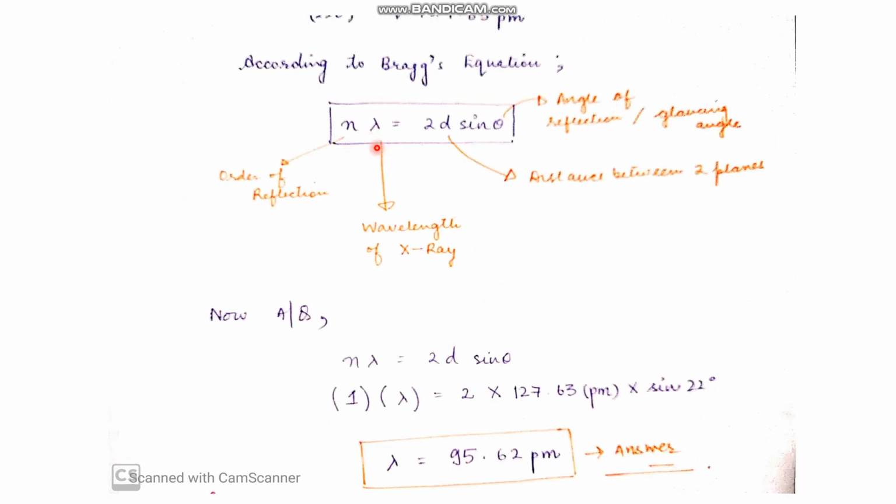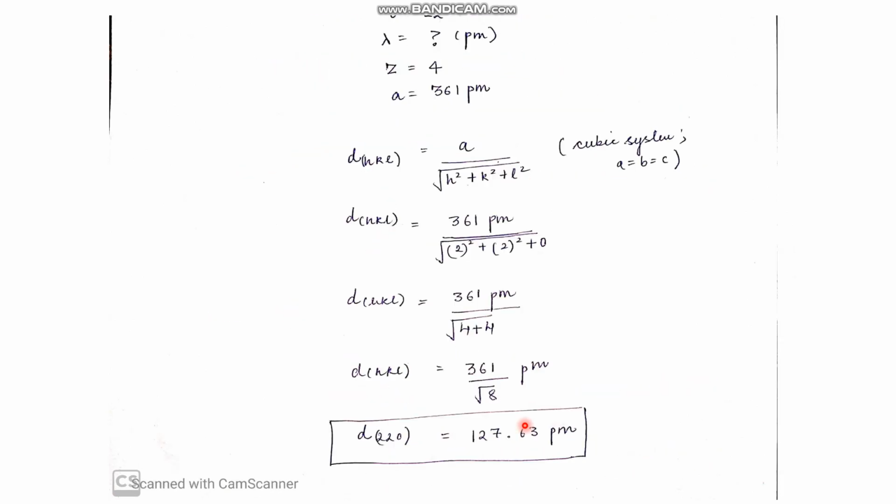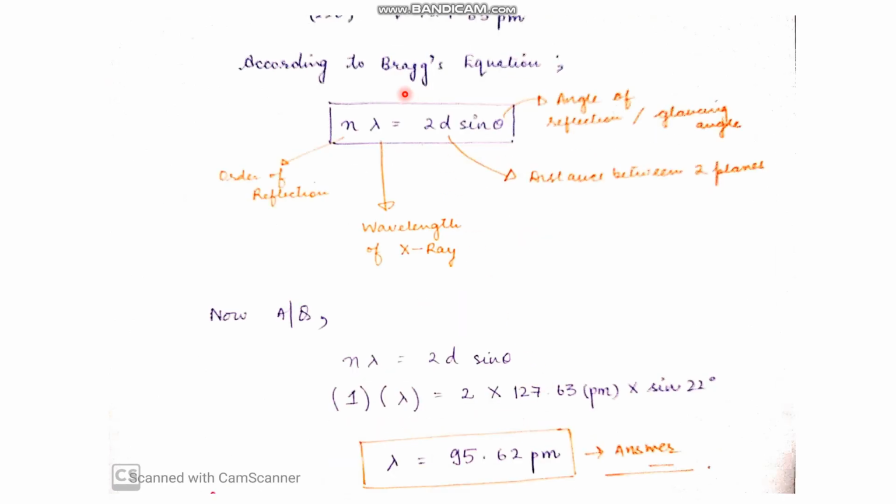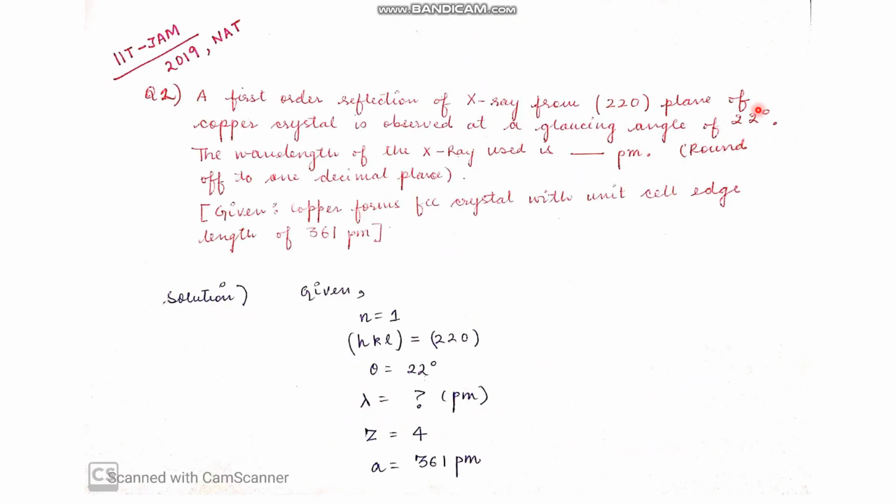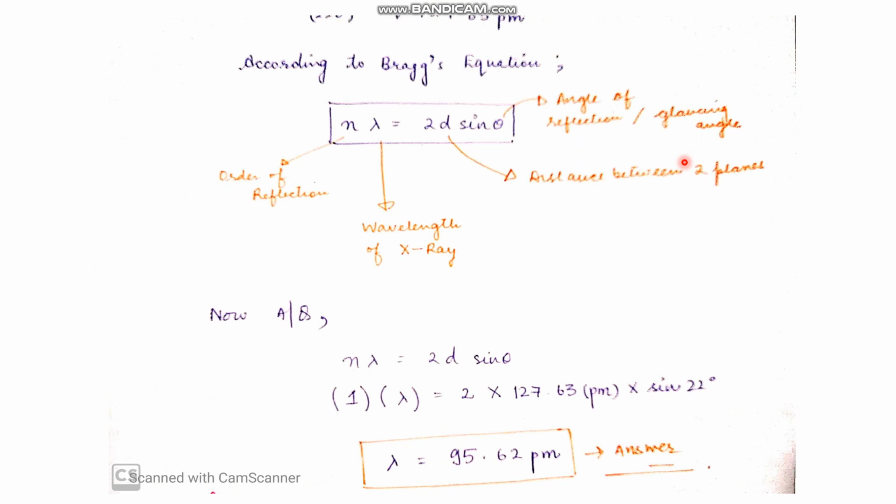So if we substitute the value of d over here, that is 127.63 picometers, we would end up getting the value of lambda. So if we substitute the value of n, that is 1, it's a first order reflection, 2 is a constant, and the d we just found out, that is 127.63 picometers. And theta is already given to us in the question. Theta is also known as the glancing angle, which is mentioned in the question as 22 degrees. So if we substitute the value of theta, 22 degrees, we would get the value of lambda, which is asked in the question, the wavelength of the X-ray.